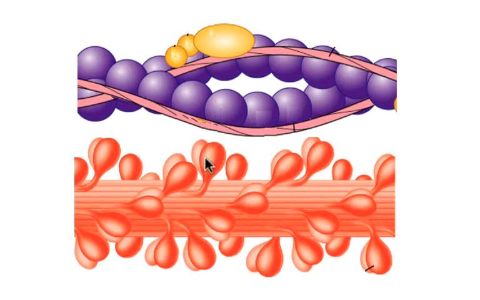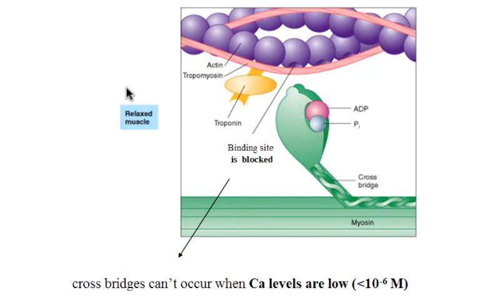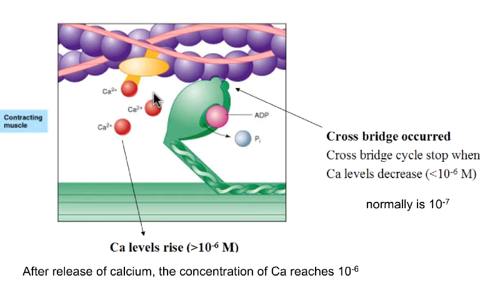The word contraction simply means the head of the myosin is going to attach to actin. In a normal relaxed muscle, the amount of calcium inside the cell is 10 to the power of minus 7. As soon as it goes to 10 to the power of minus 6, calcium is going to attach to troponin, the tropomyosin is going to go away, and the head of the myosin is going to attach to actin.